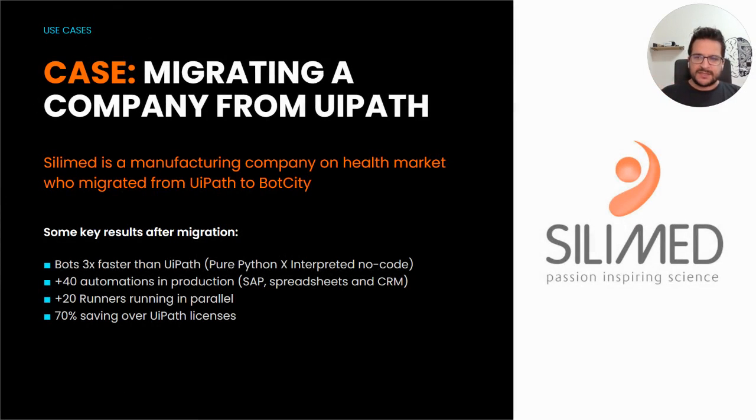Another case is this company that migrated from UiPath. The bots are 3 times faster than UiPath. They have more than 40 automations in production on SAP, more than 20 robots running in parallel, and a saving of 70% of UiPath licenses. So better performance, less cost, and more automations.